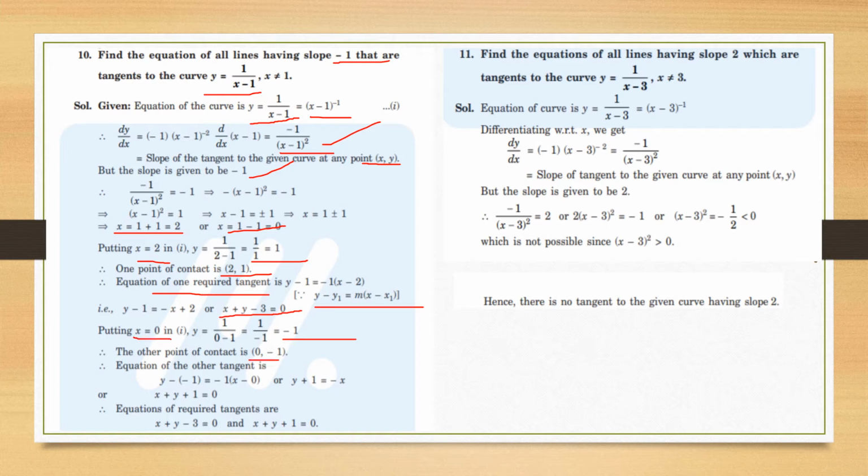So again for (0, minus 1), I'll get the equation using y minus y1 equal to m times x minus x1. That is x plus y plus 1 equal to 0. So these are the required equations of tangents.